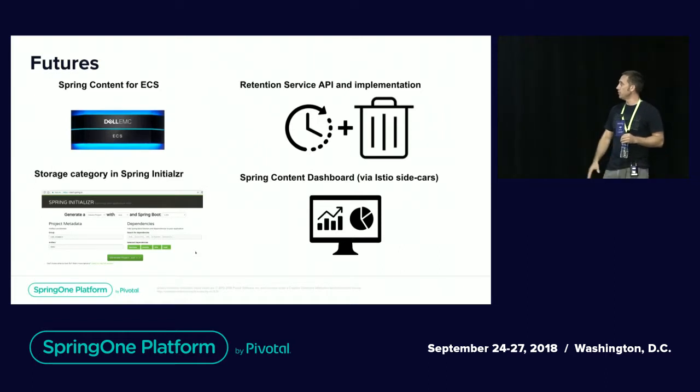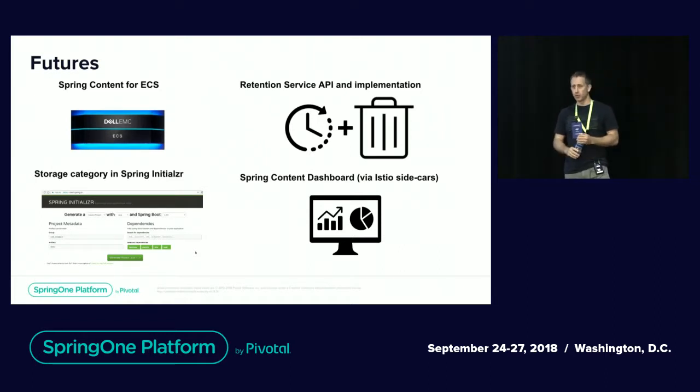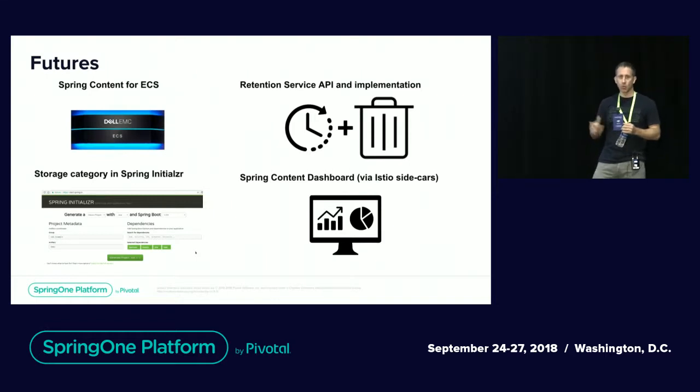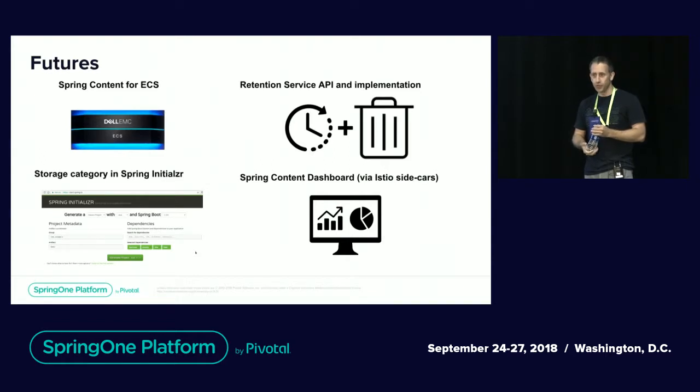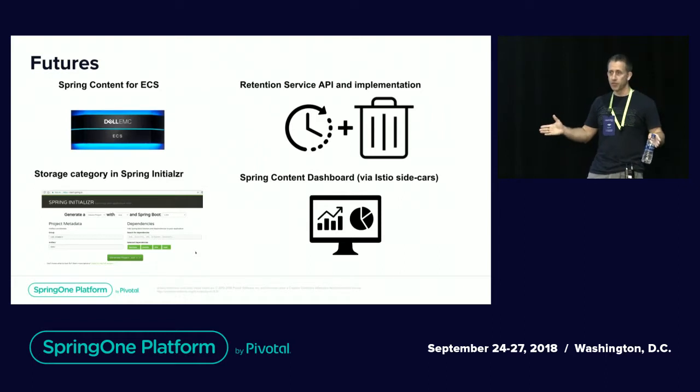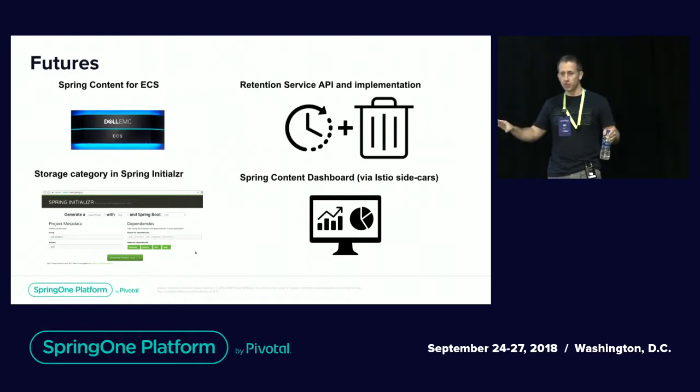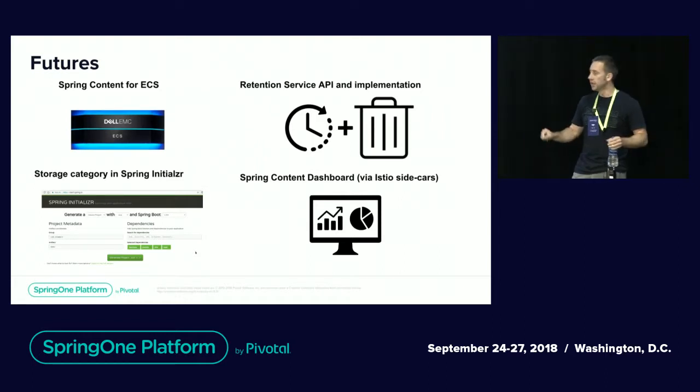So where are we going moving forward? So internal roadmap. We're looking to 1.0 this towards the end of the year, once we've got locking and versioning hardened. And after that will represent a pretty decent feature-rich baseline. So at that point, we're going to look at producing a Spring Content for ECS module.